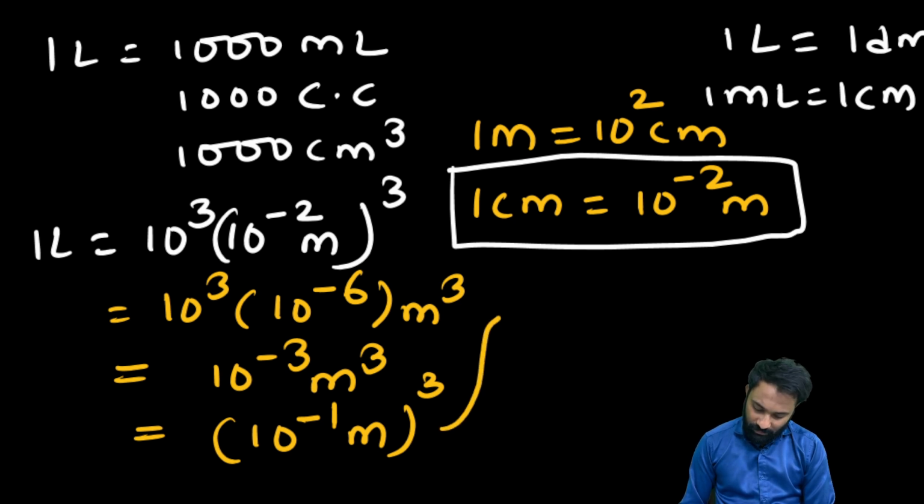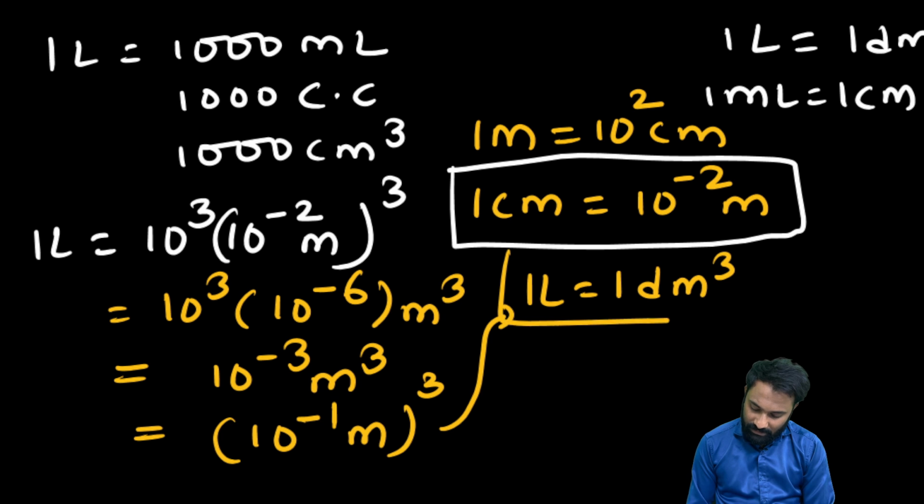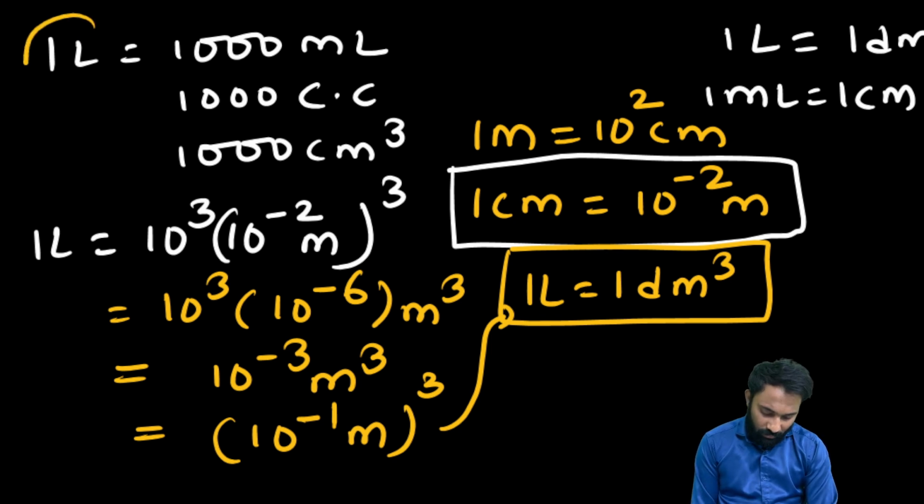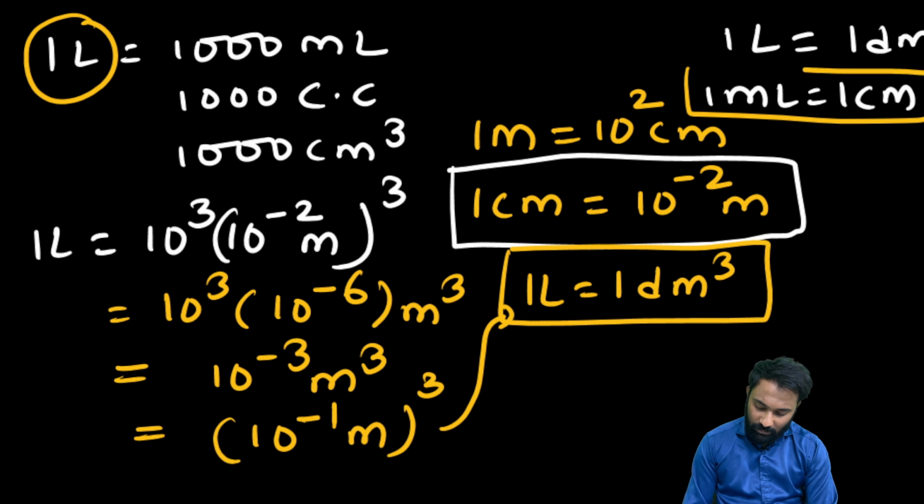Now can I say 10 to the power minus 1 is a deci. So 1 liter is equal to 1 decimeter cube. Clear? Done. In this manner, 1 liter will be equal to 1 decimeter cube. So 1 ml will be equal to 1 centimeter cube. Clear?